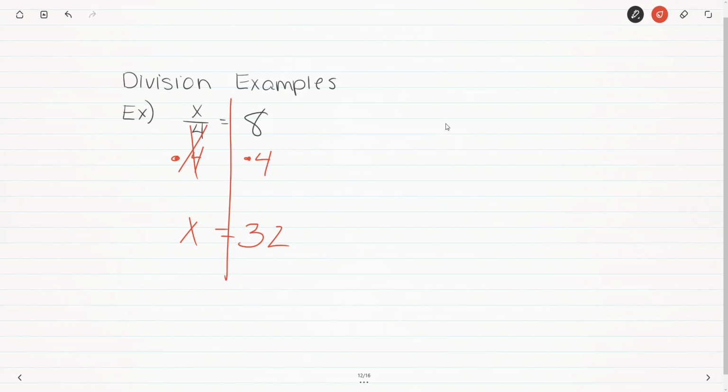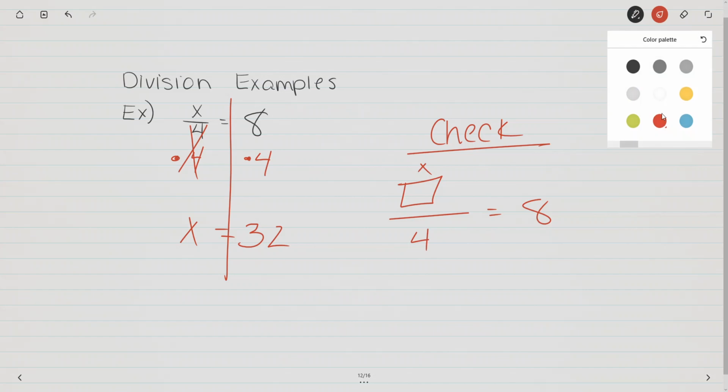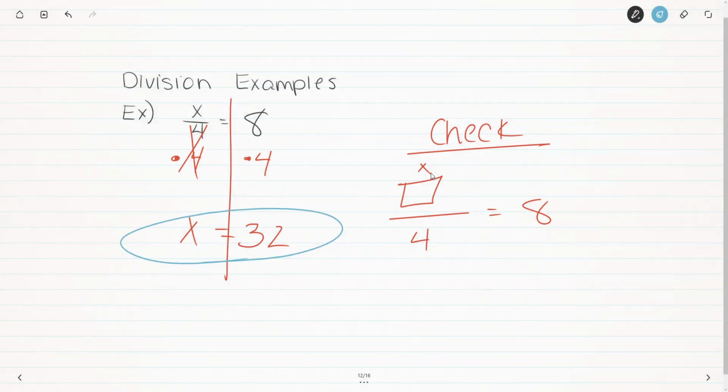Now, if I do my check step, because I can always check, I have my x box divided by 4 is equal to 8. Well, what goes in the box? What did we say x was equal to when we were solving? We said x was equal to 32. So if I do 32 divided by 4, do I get 8? You better believe that yes, I do.